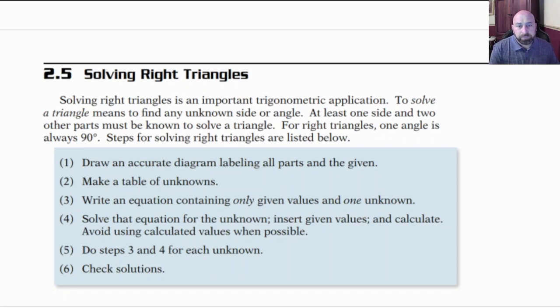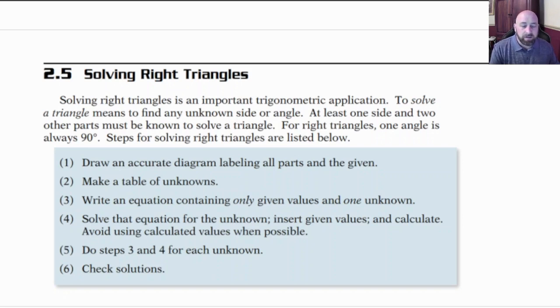Number 3. Write an equation containing only given values and one unknown. In other words, we're going to take these one at a time and try to figure out what these are. Once we get one, then we can move on to the next one. Okay, so one at a time. Number 4, solve that equation for the unknown, insert given values, and calculate.